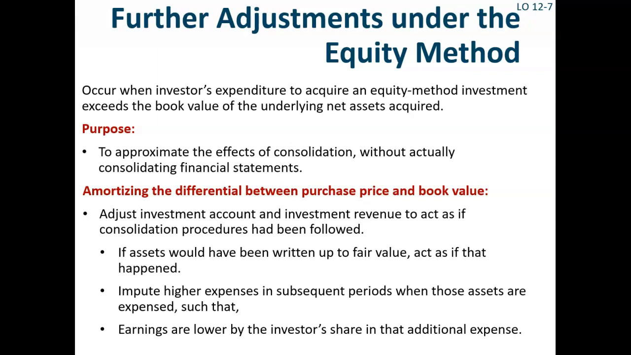Likewise, if the fair value of inventory is greater than its book value, then cost of goods sold will be higher when the inventory is sold. When expenses rise, income falls. It is this negative effect on net income that the equity method seeks to imitate.